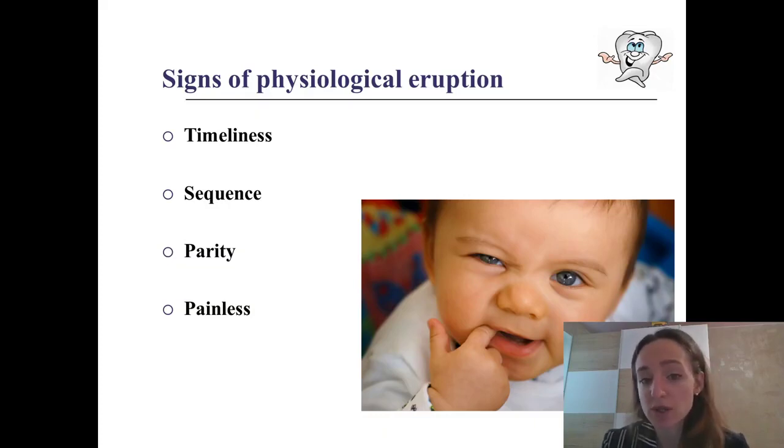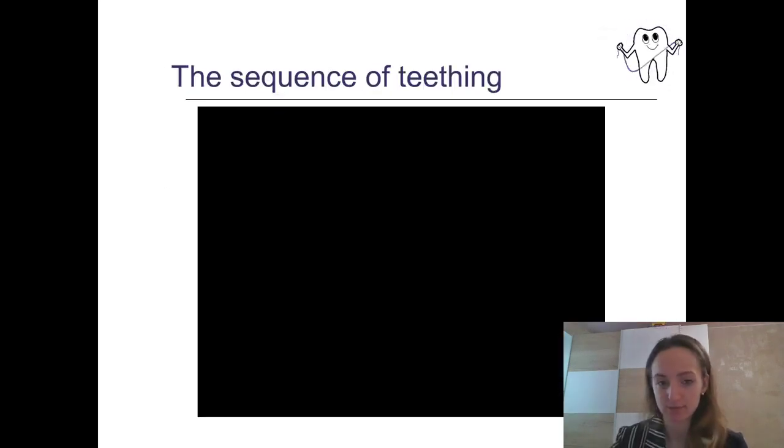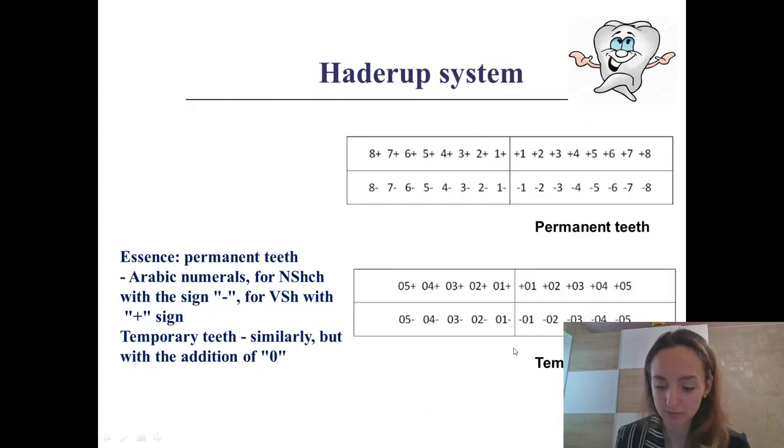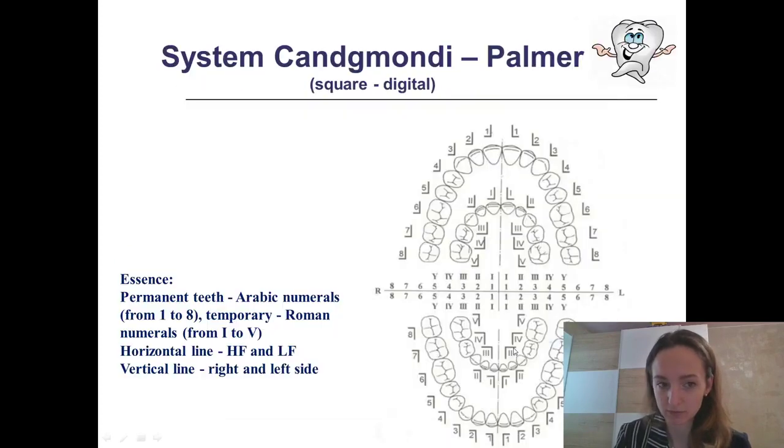Signs of physiological eruption, of course, are timeliness, sequence, parity, and painlessness. And the system Kent-Mondi-Palmer.